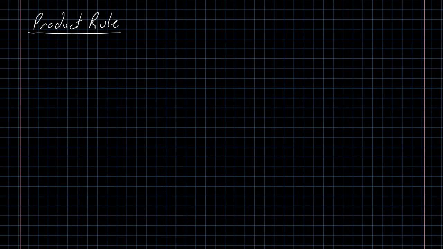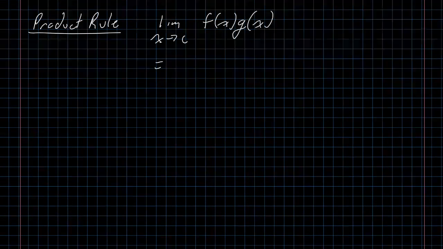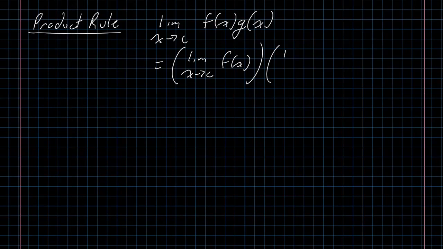The product rule, again, I'm assuming that f of x and g of x are two real valued functions. The product rule tells me that the limit as x approaches c of f of x times g of x is equal to the limit as x approaches c of f of x times the limit as x approaches c of g of x. The quotient rule.